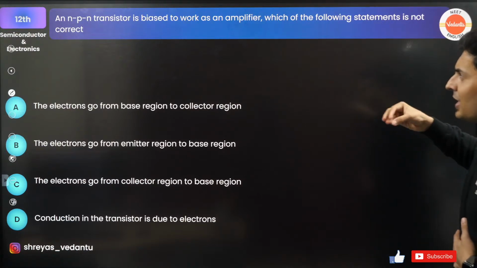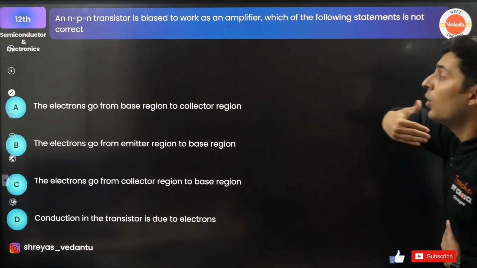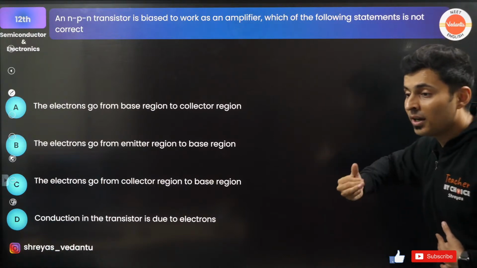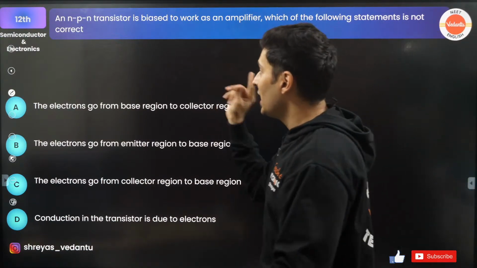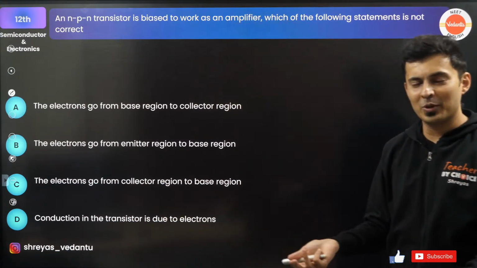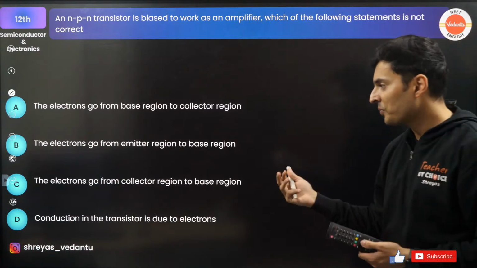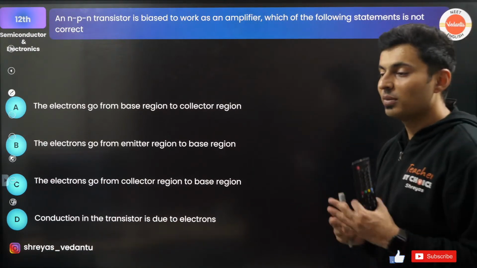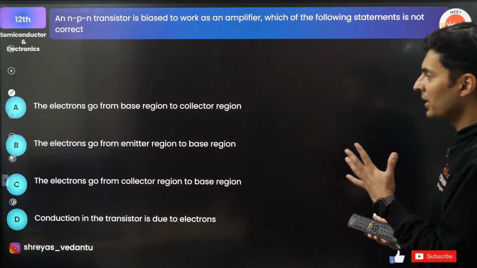An NPN transistor is biased to work as an amplifier. Which of the following statements is not correct in an NPN transistor? Just draw an NPN transistor. I have given you the diagram also. Just think, where do the electrons flow or the holes flow, whatever. You will immediately get to know which of them is not correct.